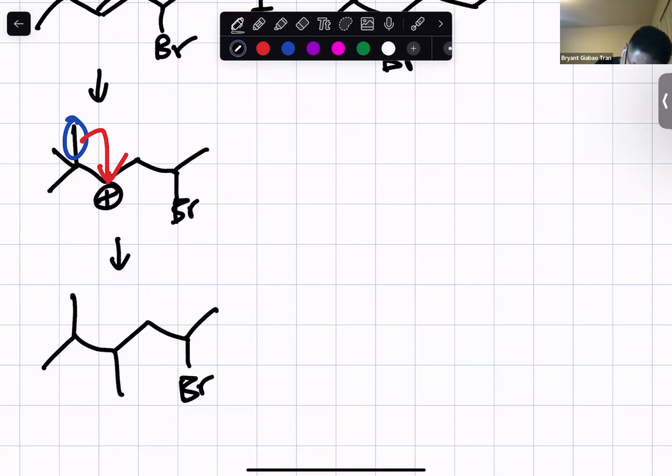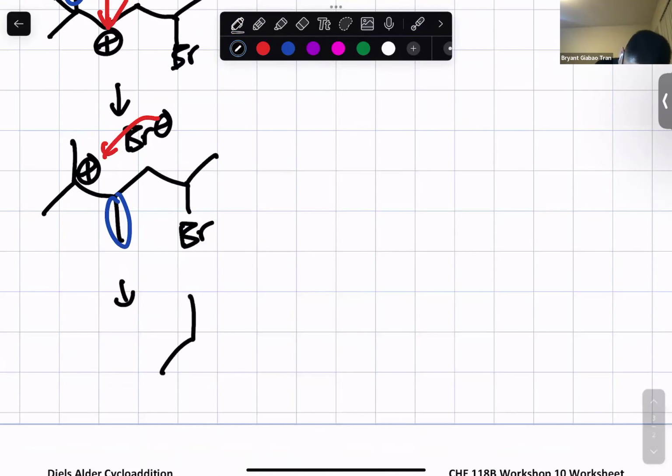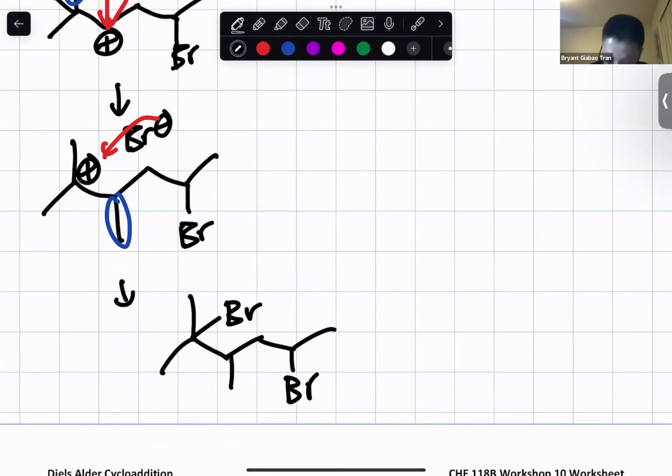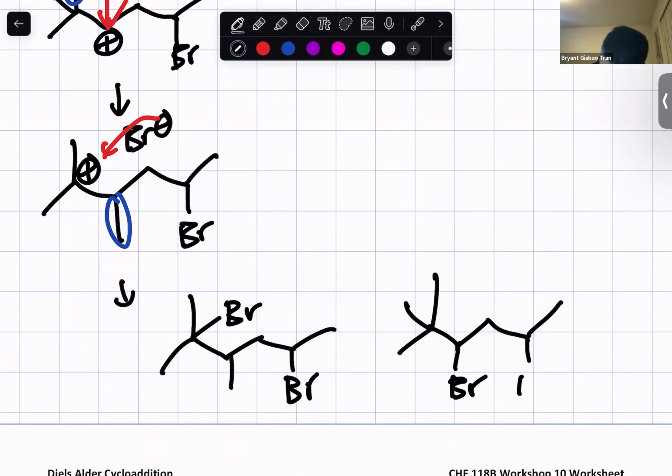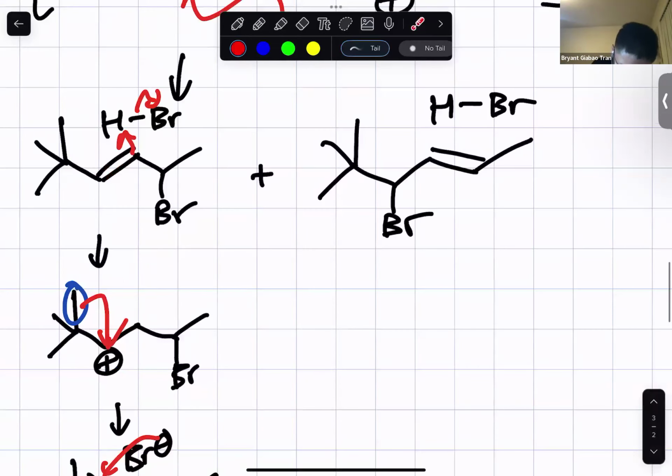Right. Because once we do that methyl shift, which is this blue methyl here, we have a more stable carbocation here, which is at the tertiary position. And the Br minus comes back to attack that carbocation to give us this product here. But the key says something else. It says this is the answer here, where they just attacked this carbocation right away without the methyl shift.